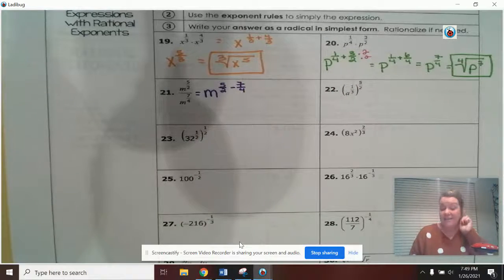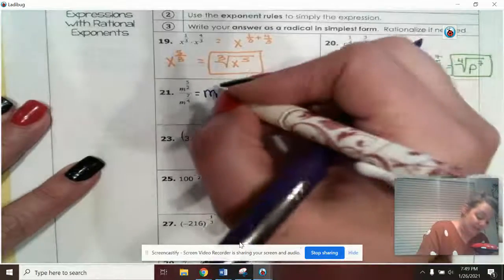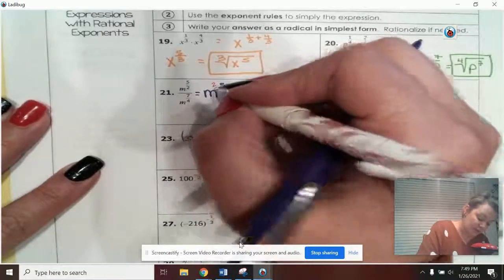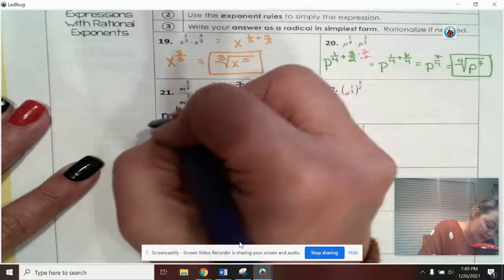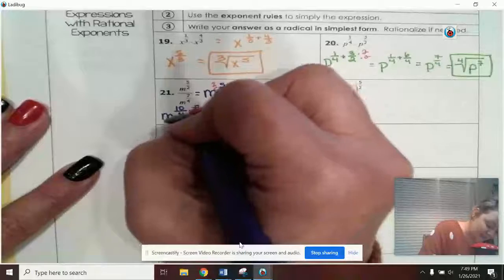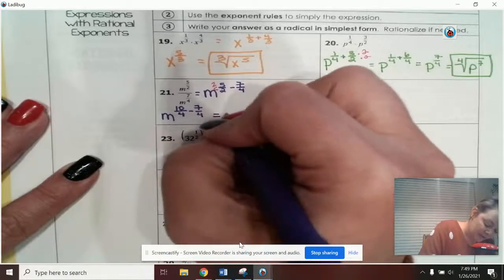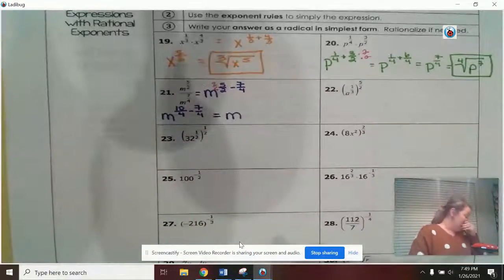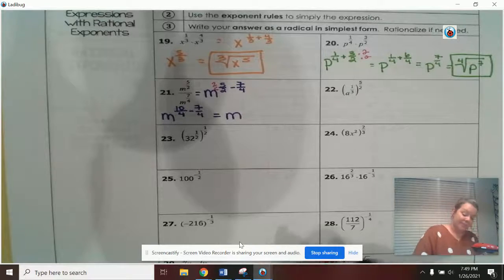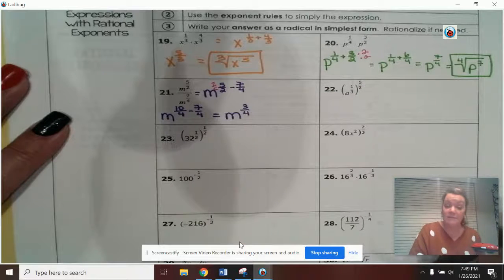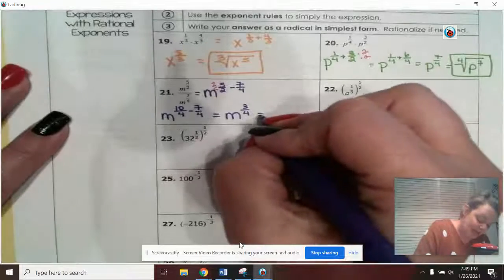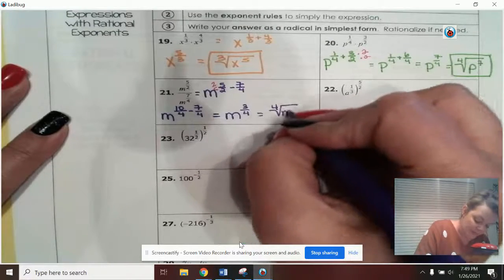And again, I need to get a common denominator to be able to subtract these real quick. This one just needs to be multiplied by 2 on the top and bottom. So that will give me m to the 10/4 minus 7/4, which is m to the 10 minus 7 is 3/4. So I'm down to m to the 3/4. And when I put that back into radical notation, that is the 4th root of m to the 3rd.